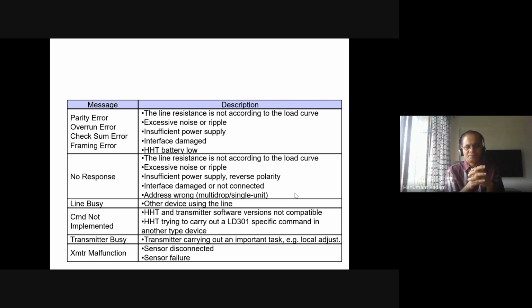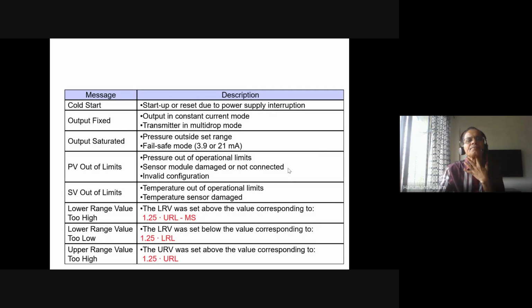Transmitter malfunction means sensor disconnected, sensor failure. Then the message cold start comes: startup or reset due to power supply interruption. Output fixed: output is in constant current mode, transmitter is in multi-drop mode. The message output saturated means pressure outside set range, that we see either as 3.9 or 21 milliampere. PV out of limits.